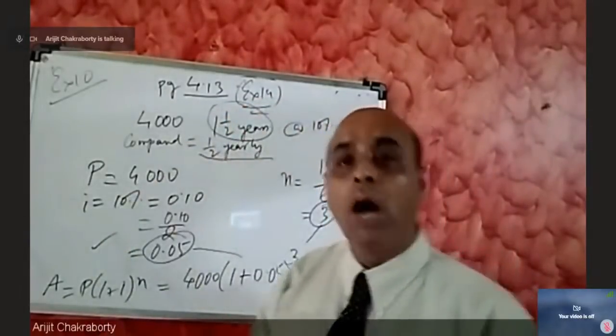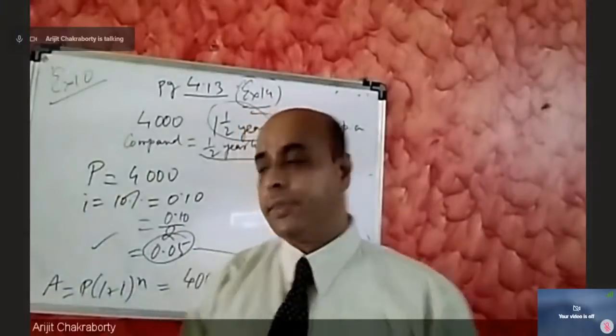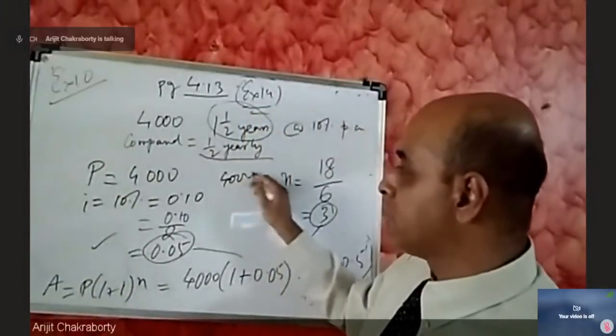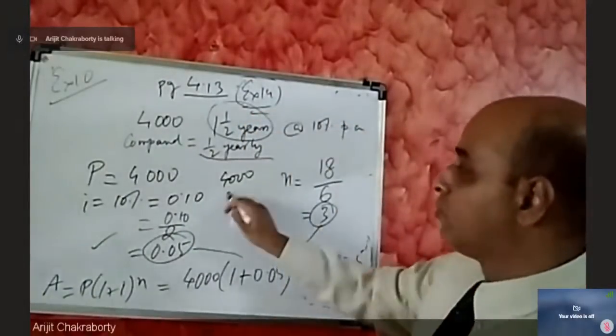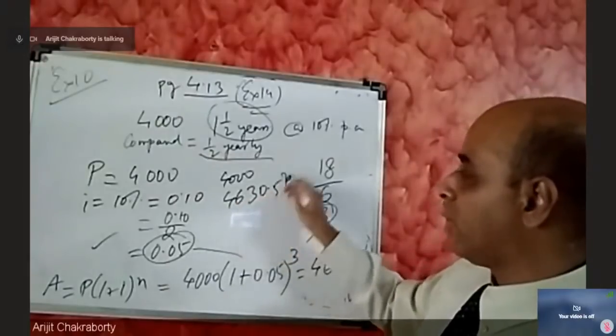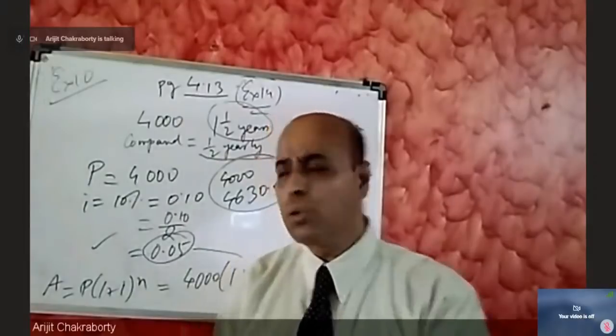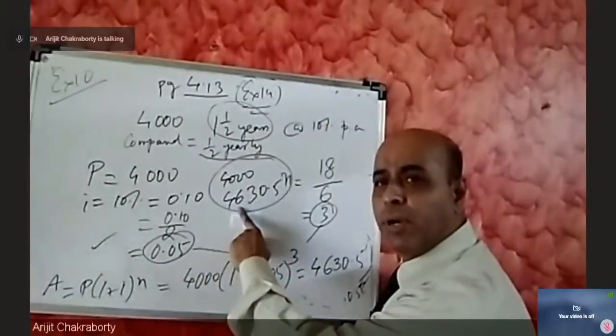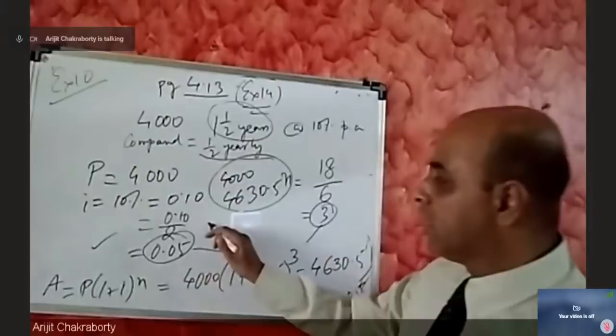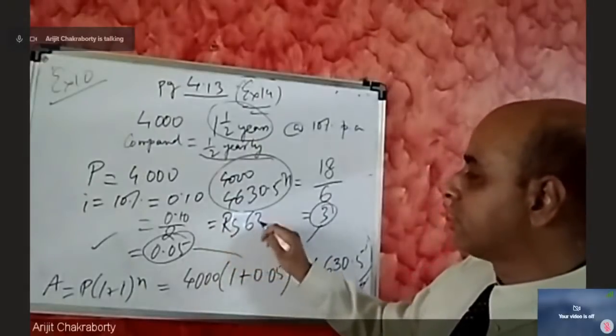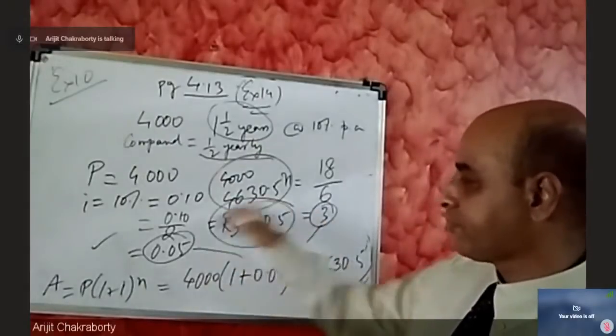The question is how much interest I am earning. That means I had 4,000 rupees and now I have got 4,630.5. So how much have I earned? Just the difference of these two, 4,630.5 minus 4,000. So the interest I have earned is 630.5.